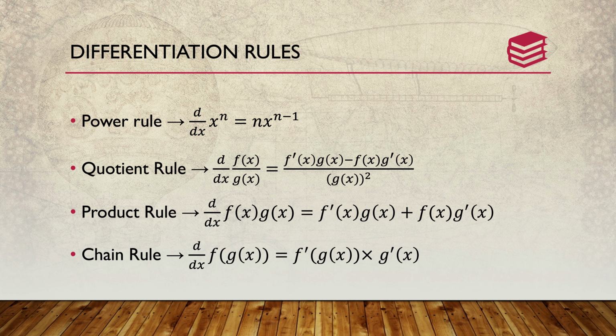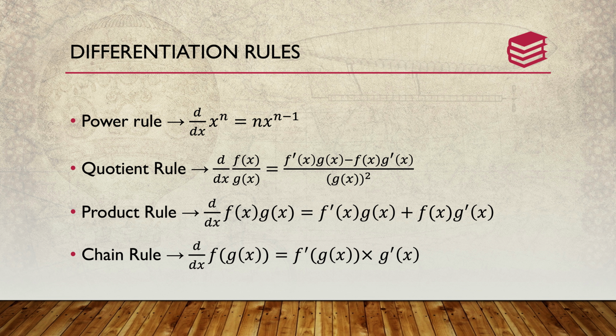As you can see, there are 4 main rules of differentiation. The first rule is one of the most commonly used when doing the derivative, which is known as the power rule. Then we move on to the quotient rule, where you have f of x all over g of x, and you take the derivative of f multiplied by the lower, or the denominator, minus f of x times the derivative of g of x, all over g of x squared.